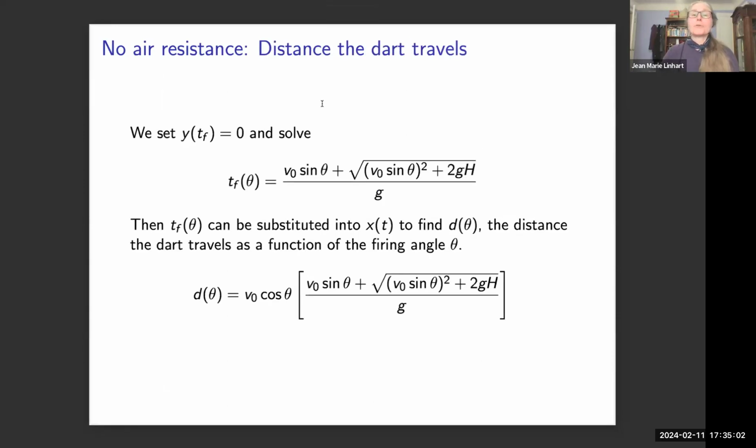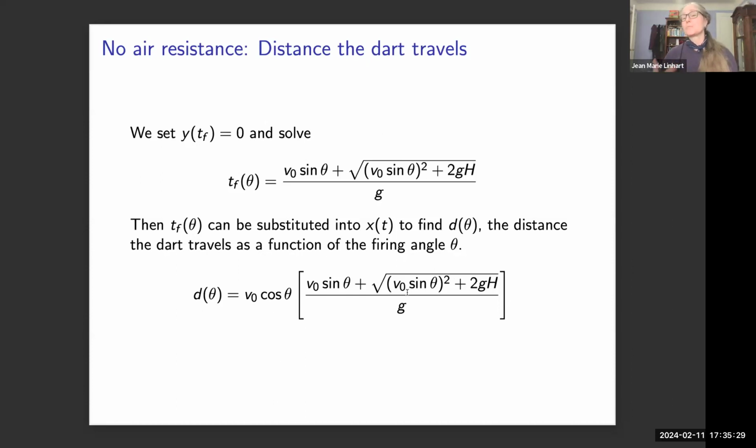From there, we would like to figure out the distance that the dart travels. So we let T_f, or T final, be the final time for when the dart hits the ground. Then we can calculate T final by solving our y(t) equal to 0 equation. That's a quadratic equation, so of course we get a square root in the answer. We can then substitute that into x(t) to find D(theta), the distance that the dart travels as a function of the firing angle theta.